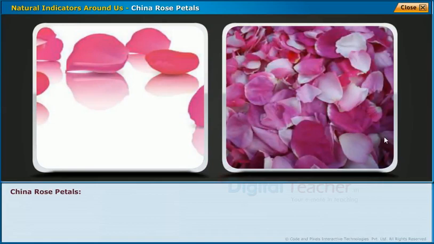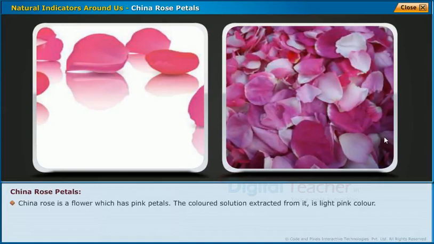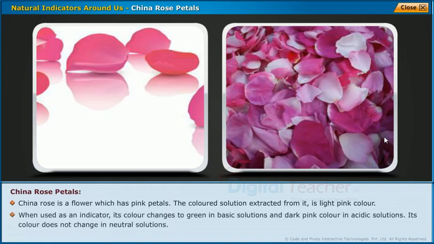China rose petals. China rose is a flower which has pink petals. The colored solution extracted from it is light pink color. When used as an indicator, its color changes to green in basic solutions and dark pink color in acidic solutions. Its color does not change in neutral solutions.